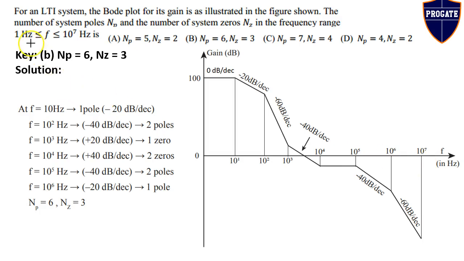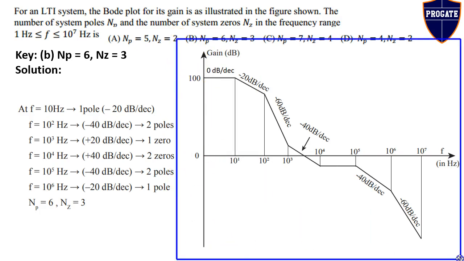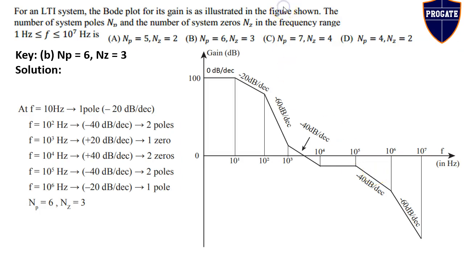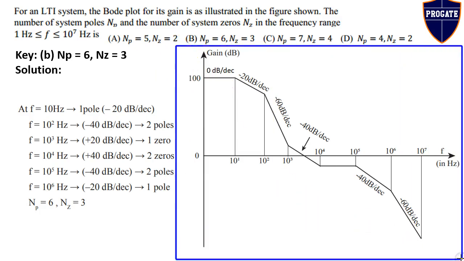He is stating to find the number of poles and zeros for the system given in the question, which is an LTI system, and that LTI system is represented by this Bode plot. A system can be characterized by a transfer function, differential equation, Bode plot, root locus plot, or Nyquist plot. Instead of giving the transfer function of the system, he has given the Bode plot of the system. If the transfer function is given directly, we can find the number of poles and zeros by observing the numerator and denominator. But he has given the Bode plot and is asking to find the number of poles and zeros.